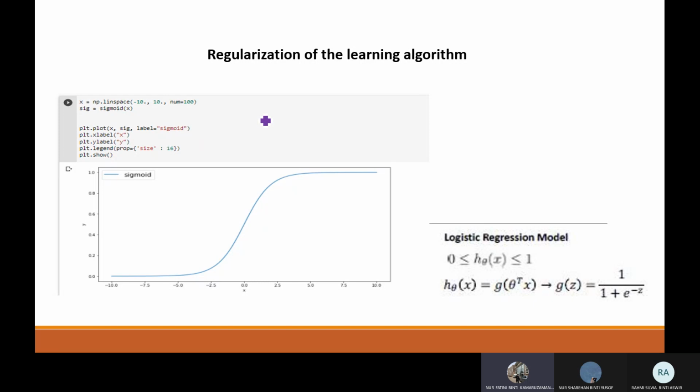The next one is to implement an exclusive OR gate by using regularization of the learning algorithm. Regularization is divided into two parts, which are linear regression and logistic regression, also known as the logistic sigmoid function. To implement an XOR gate, I will be using the sigmoid neuron as a node in the neural network. Why do we choose this type of regularization? It is because it can accept real values as input.